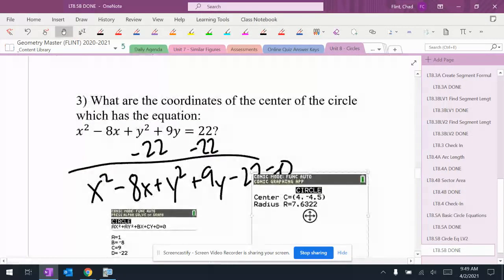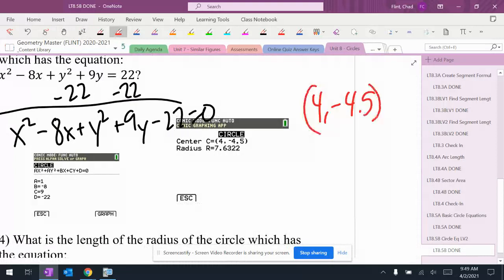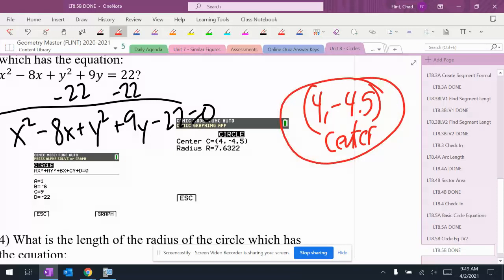It said, what are the coordinates of the center? So we just wanted the center. So it's 4, negative 4.5 is the center. Okay, now I'm going to say this because it's here. If they wanted the radius, they're not going to want it rounded like that.